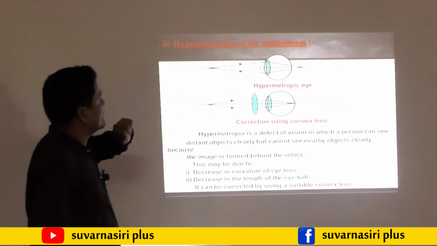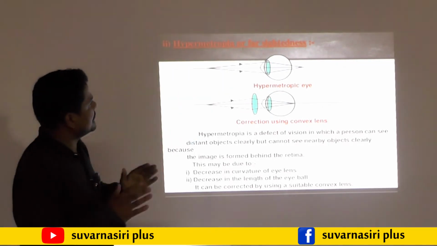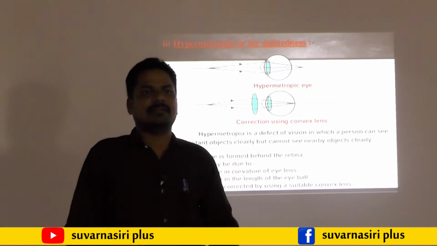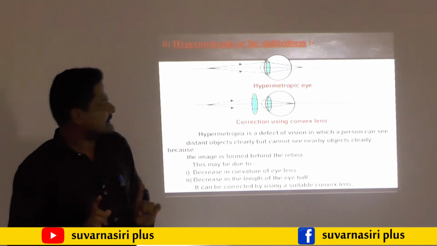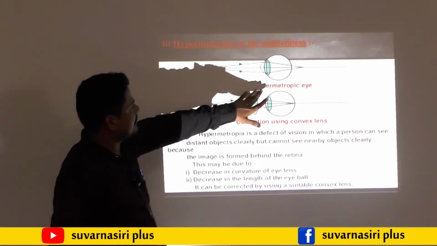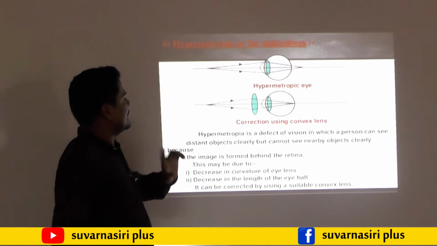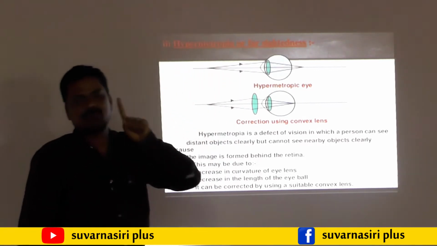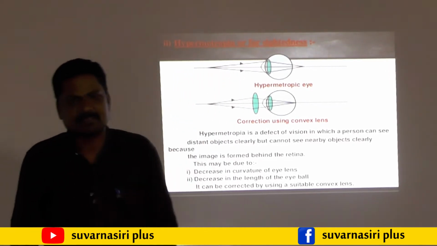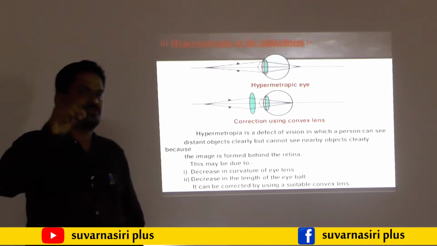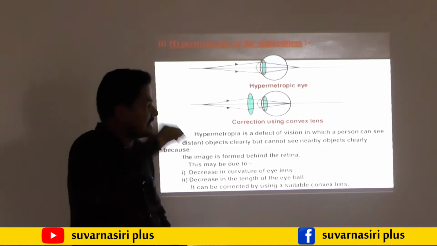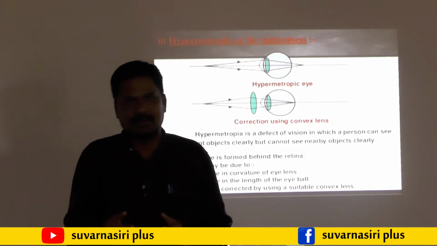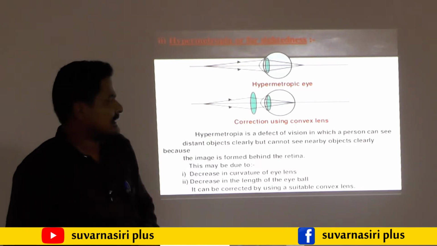So what is hypermetropia? Hypermetropia is also called farsightedness. The name itself indicates farsightedness. Here is the hypermetropic eye. Whenever we are seeing an object, that object should look very clearly, and the image is formed on the retina. If the image is not forming on the retina, what will happen? The object is not seen very clearly.